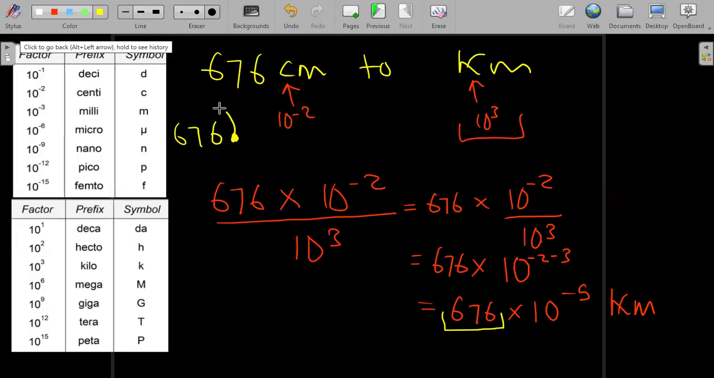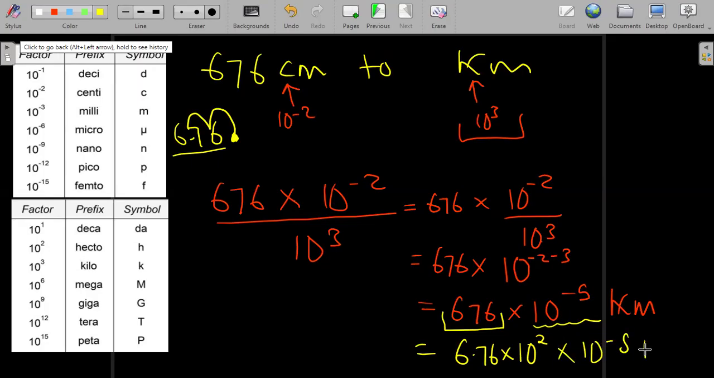So you're going to move this point 1, 2, so that this number is now greater than 1 and less than 10. So when we do that, we're going to have 6.76 multiplied by 10. How many times have I moved to the left? I've moved 2 times. It means the power on the 10 is going to be 2. And then I still have this 10 to the power minus 5, so times 10 to the power minus 5 kilometers.